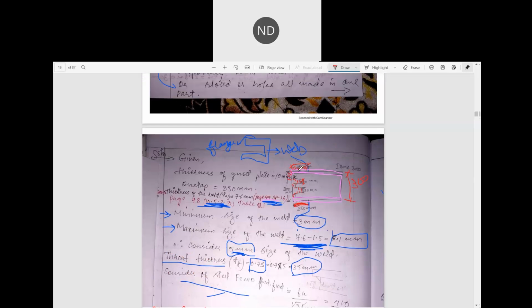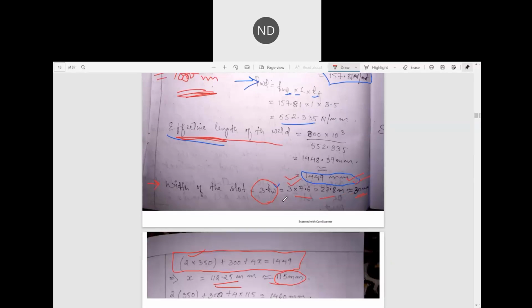So it comes out to be 112.25 mm. We can make it a round number, and since we're designing, we can change the values, but obviously it should be more than this, somewhat more than this. So 112, it can be 115 mm. So now the total length after providing 115 mm, see here: 2 into 350 plus 300 plus 4 into x, where x we have considered to be 115.